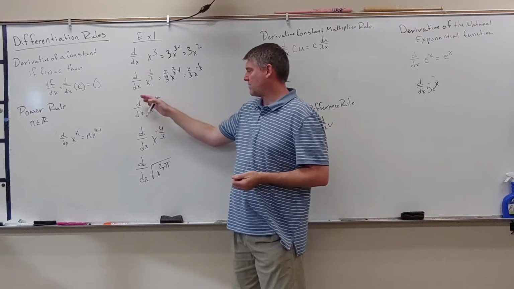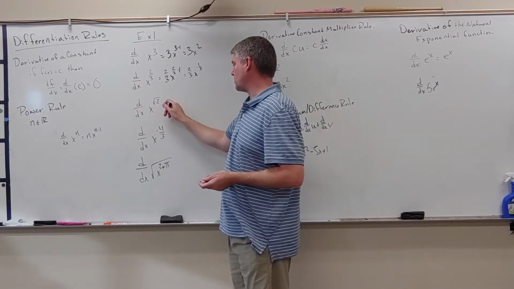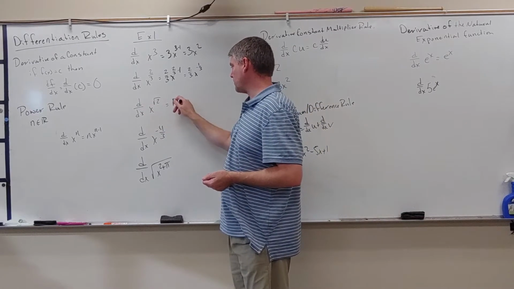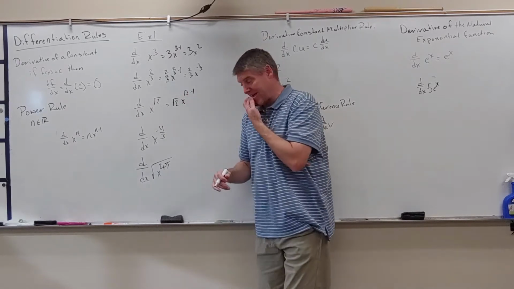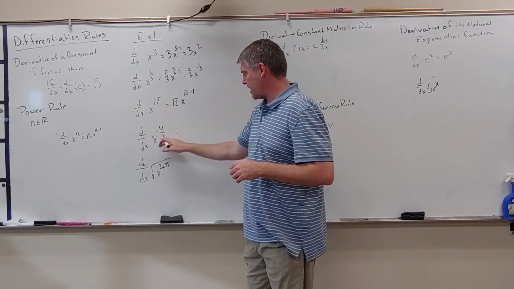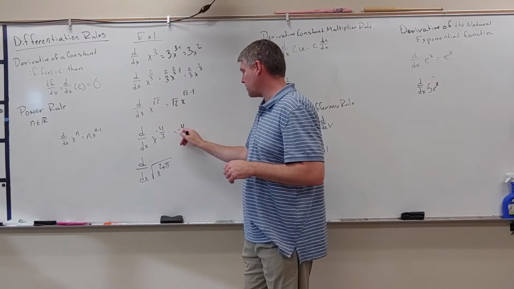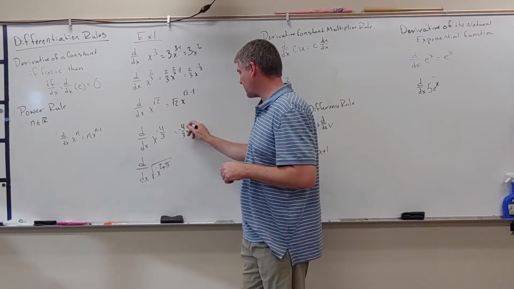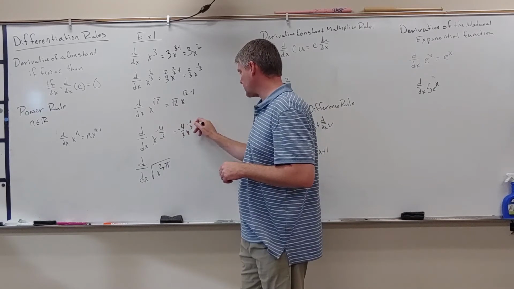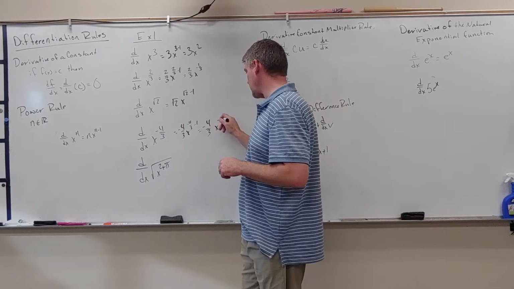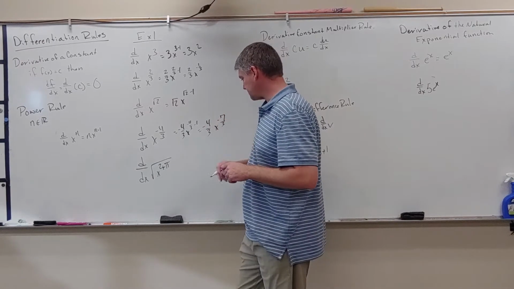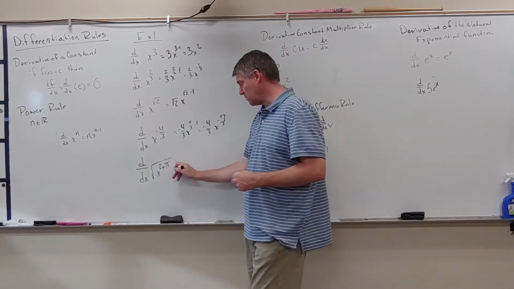Okay? I have the derivative of x to the square root of 2. So I have the square root of 2 times x to the square root of 2 minus 1, and I'm done. Here I'm going to bring my negative 4/3 in front, so negative 4/3 x, and subtract 1: negative 4/3 minus 1, which is negative 4/3 x to the negative 7/3. Now this last one's a little bit trickier.